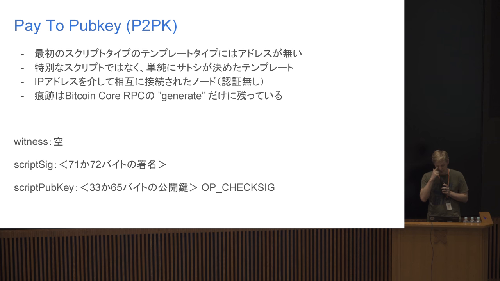And the only vestige of it in the Bitcoin Core code base is when you call generate in regtest, it puts the output directly in one of these, not addresses, but scripts. And as noted before, we have this work.